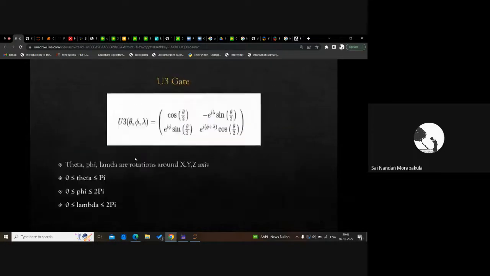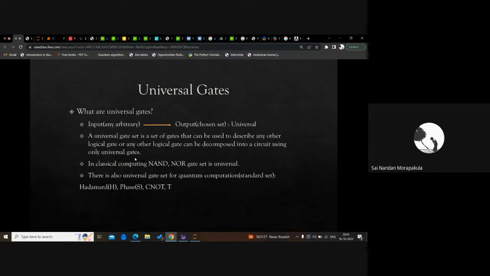So let me come to universal gates. What are universal gates? You can ask me. Let's come to classical computing. What are universal gates in classical computers? NAND gate and NOR gate are universal gates, right? So why did we choose only NAND gate and NOR gate as universal gates out of the AND gate, OR gate, out of all these gate sets? Why did we narrow it down to NAND or NOR?